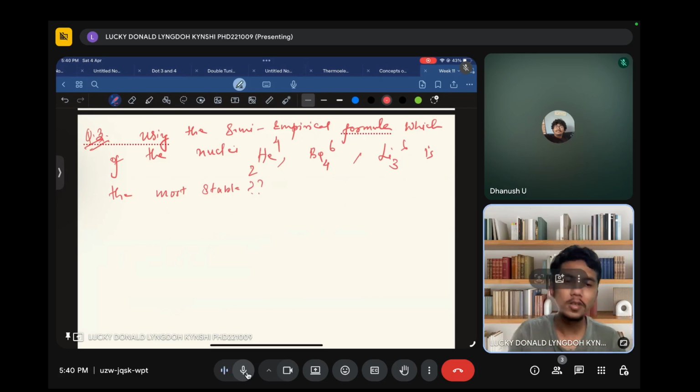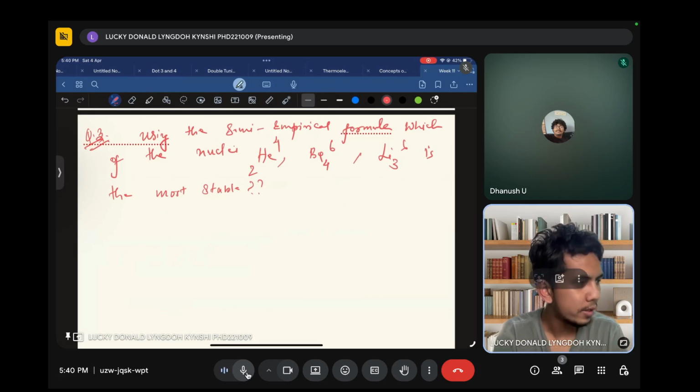That is the same question as last time, but in the last question it asked which is the most stable isobar. Here it is asked what is the most stable element, or most stable nucleus. So what you need to find out? The semi-empirical formula is already given.